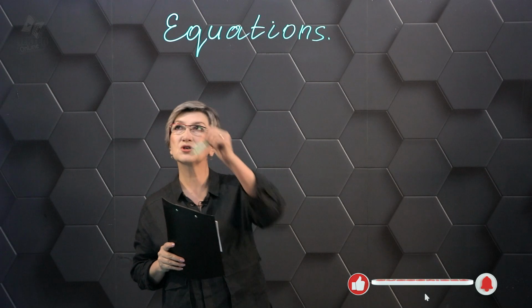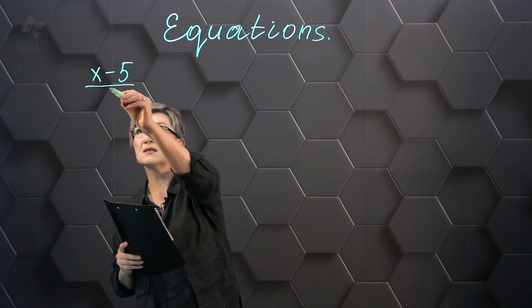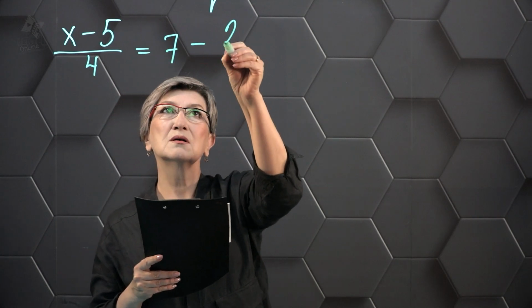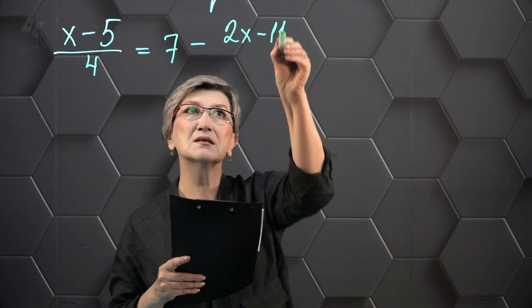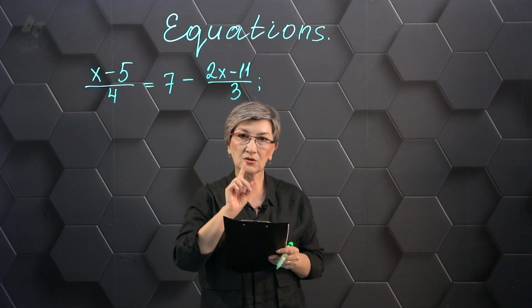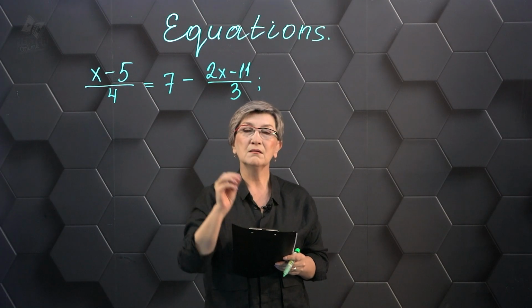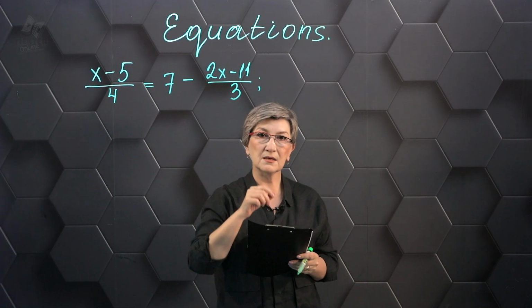But let's write down the equation we need to solve. x minus 5 divided by 4 equals 7 minus 2x minus 11 divided by 3. Notice that in this equation, the summands have a denominator.